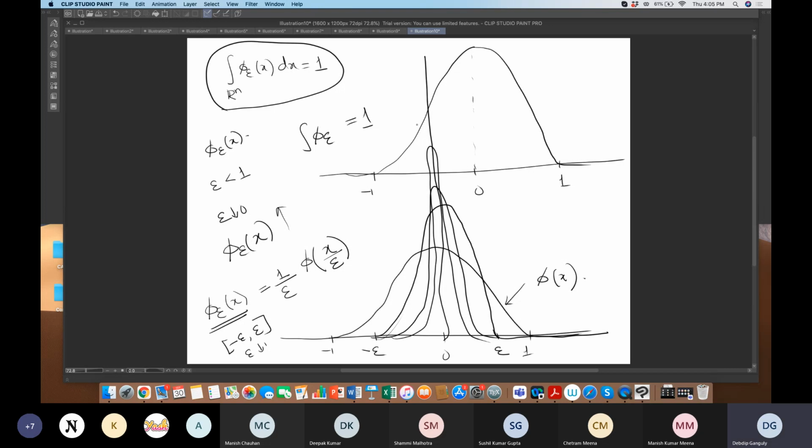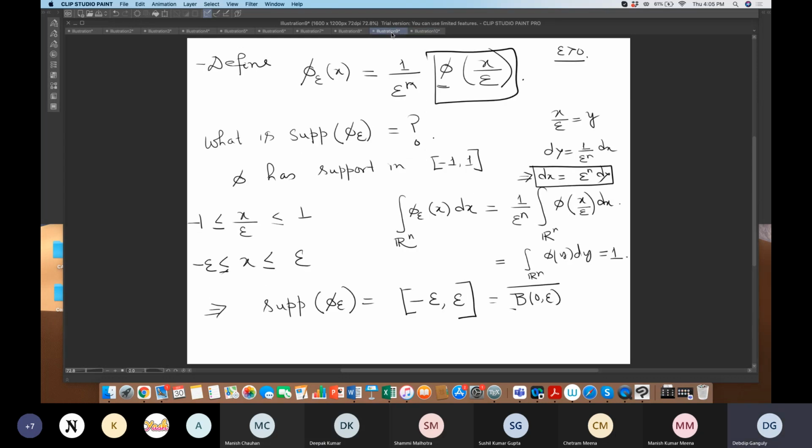Is that clear or not? All of you? Yes. Clear? Very simple arguments, but very nice, right? This is the beauty of scaling. You will see in the later courses or in later research, scaling plays a very important role in analysis or in geometry.